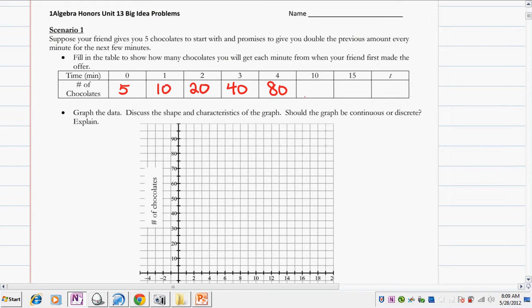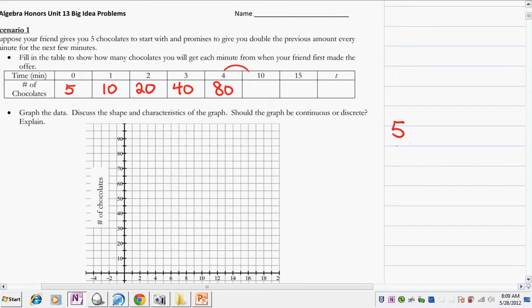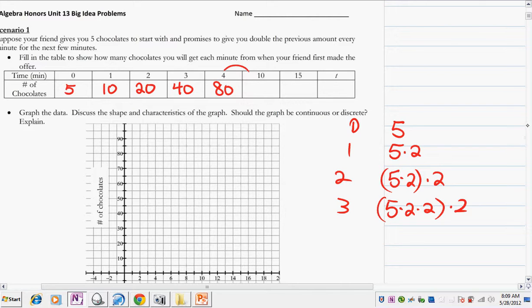You'll notice it jumps from 4 to 10 here, so I need to do some mental computations. Let's see, the first one I started with 5, and the second one I started with 5 times 2, and then I doubled that, and I had 5 times 2 times 2, and I doubled that. So this is for 0, 1, 2, 3. And so I might start to see a pattern here.